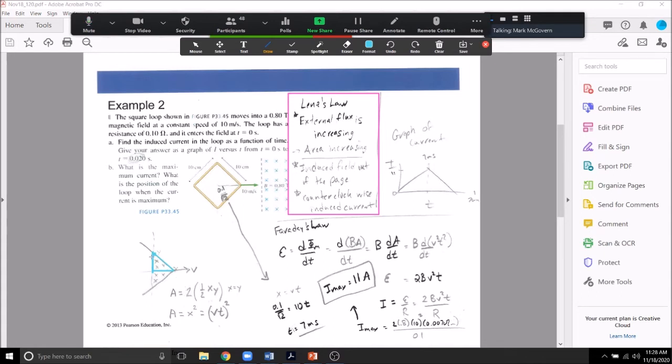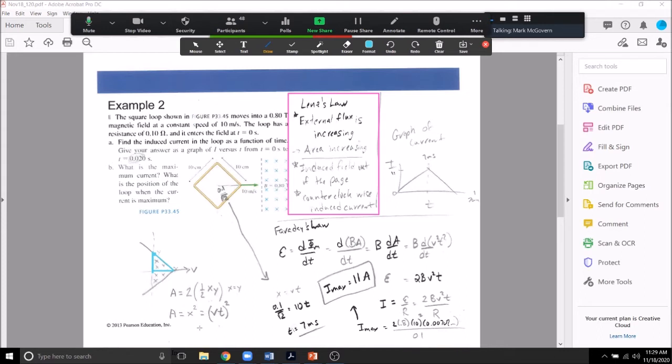Now, this is a square. And that means the angle here is 45 degrees. That means x and y are the same. So I'm just going to specify this as being x squared. The 2's cancel out, and I replace y with x, and I get the area as being x squared. Now I need to relate that to the speed somehow, so I just use simple rate times time equals distance. So I replace x with vt, and that is how I'm going to specify my area. Not the only way to do it, but a good way to do it. I like this way. So let's do Faraday's law now.